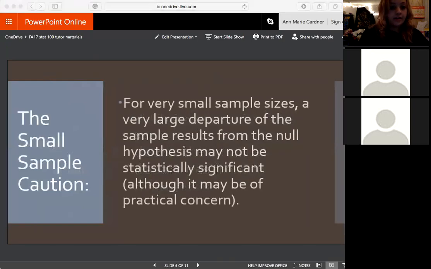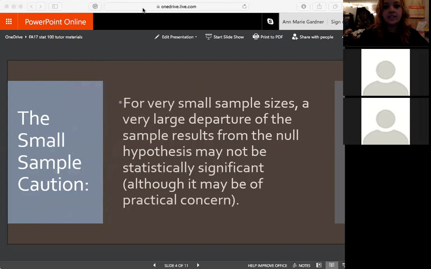On the other hand, and we've been talking about this the whole semester, the small sample caution. If we have small sample sizes, then a large departure from the null hypothesis may not even be statistically significant, although it may be a practical concern. So if there's something very different in the sample results from the null hypothesis, it may not show to be statistically significant, but in reality, it is practically significant. We want to decide if it's going to be significant in real life, which is what practical significance is. As we've been talking about all semester, we always want that larger sample size.